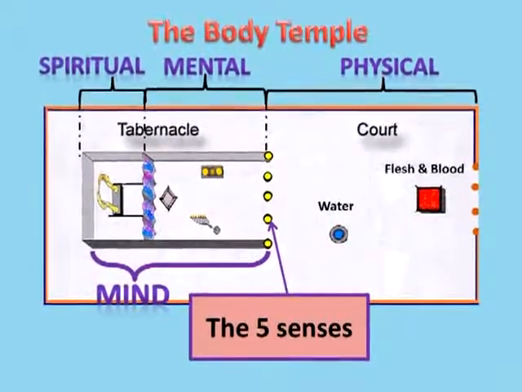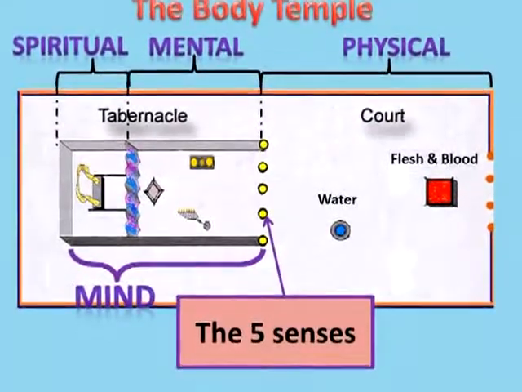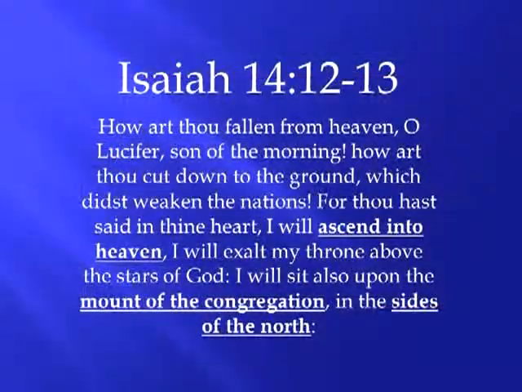Okay, now just remember these five senses. And if we compromise any of those five senses, the devil has access. All right, now look at Isaiah 14:12-13. This is God, and he's talking about Lucifer. And he says, "How art thou fallen from heaven, O Lucifer, son of the morning? How art thou cut down to the ground, which didst weaken the nations? For thou hast said in thine heart, I will ascend into heaven. I will exalt my throne above the stars of God. I will sit also upon the mount of the congregation in the sides of the north."